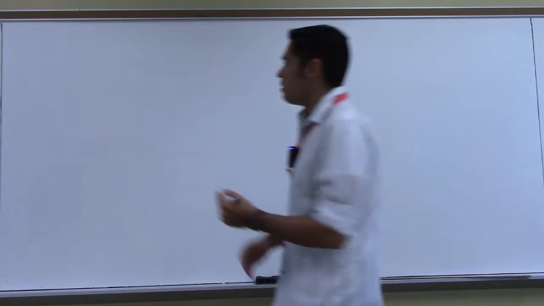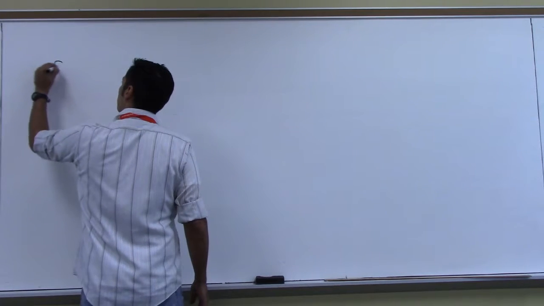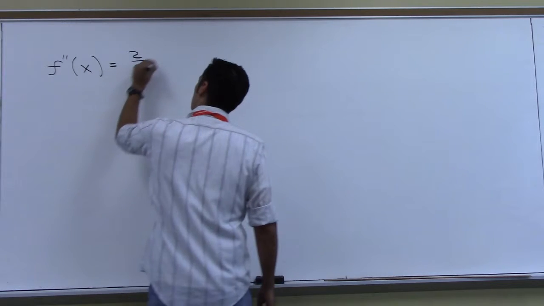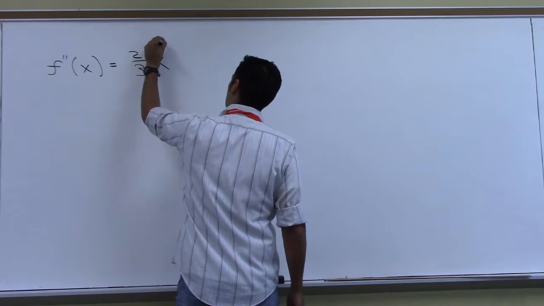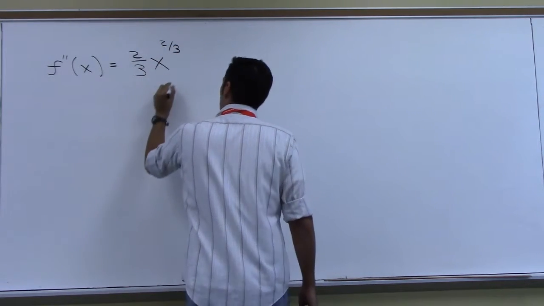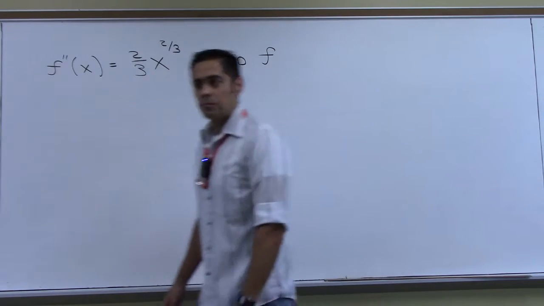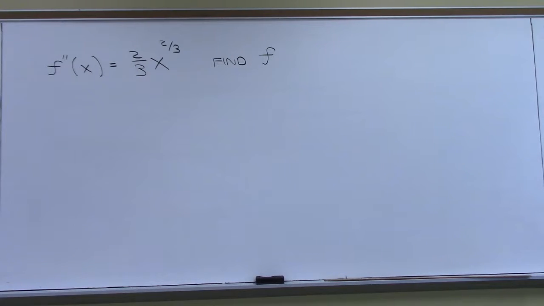So you're given that f double prime of x is 2/3 x to the 2/3, and you're asked to find little f. But you're given little f double prime, right? So that means we have to go backwards once to find f prime and then backwards again to find f.